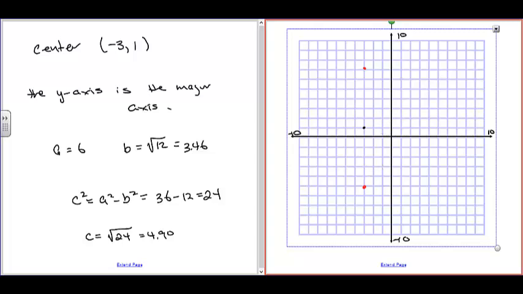Now the foci are 4.9 up. So we go 1, 2, 3, 4.9, and we go down 1, 2, 3, 4.9. So those are focal points. And then we go the x direction, which is the minor axis. So we go 3.46: 1, 2, 3, and 0.46 is close to a half, so 1, 2, 3 and a half. And now we can draw our rectangle. So they go through the vertices, not through the focal points.